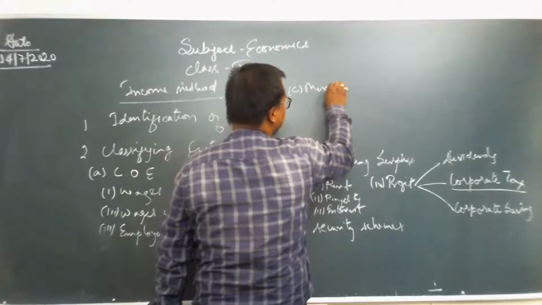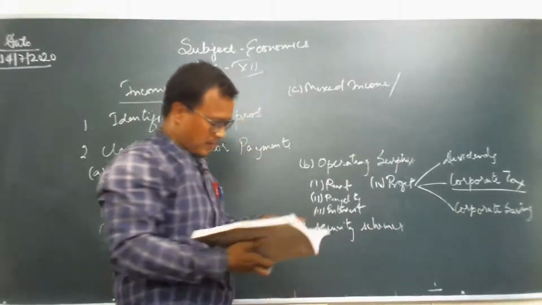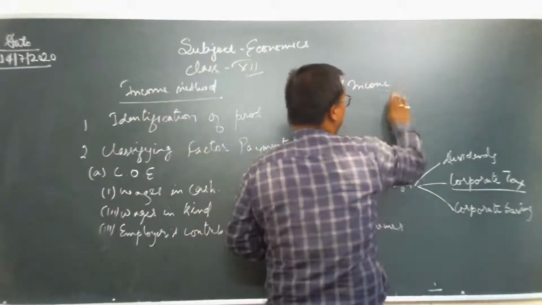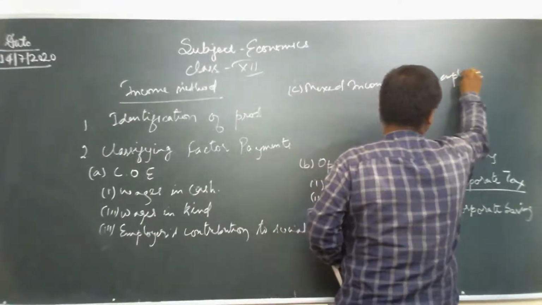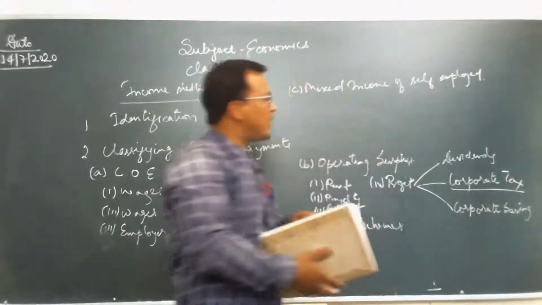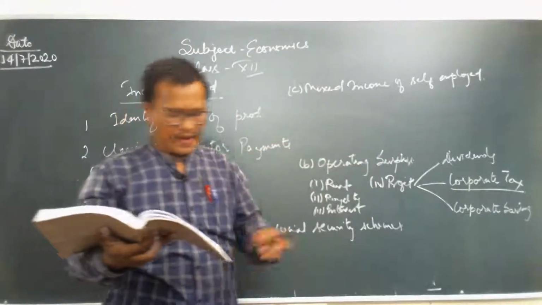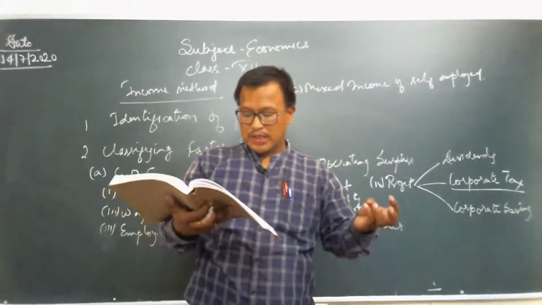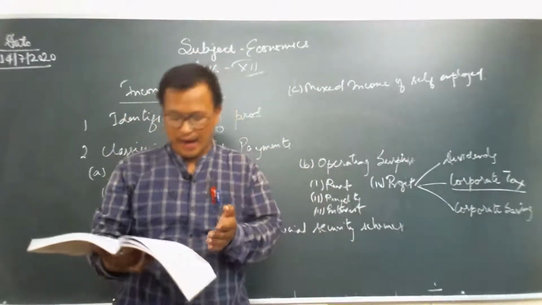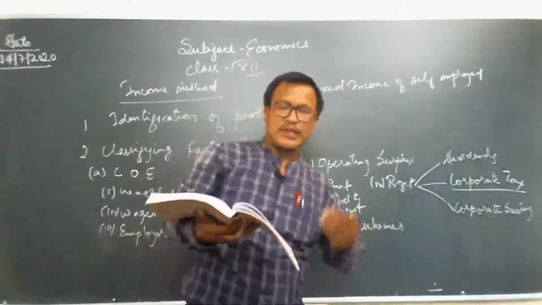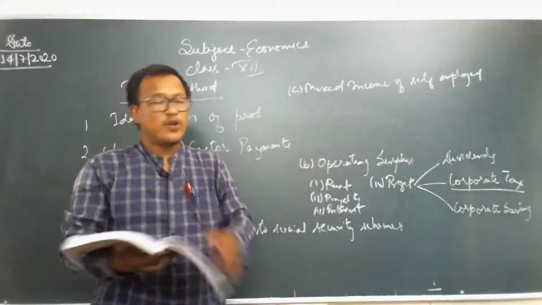Third is mixed income, or we can say mixed income of self-employed. Now in this, the income of own account workers, like let's say farmers, doctors, barbers, etc., and unincorporated enterprises like small shopkeepers, repair shops, etc. These are known as mixed income.